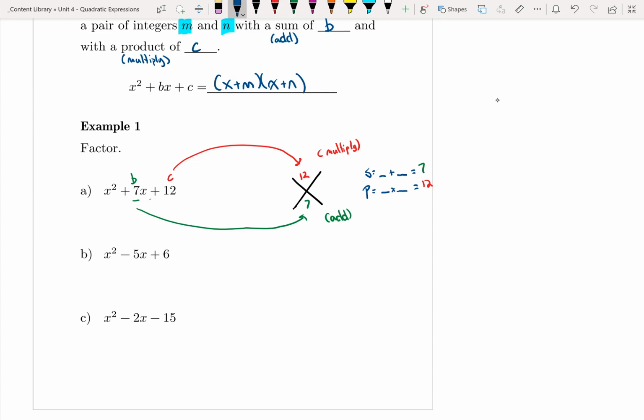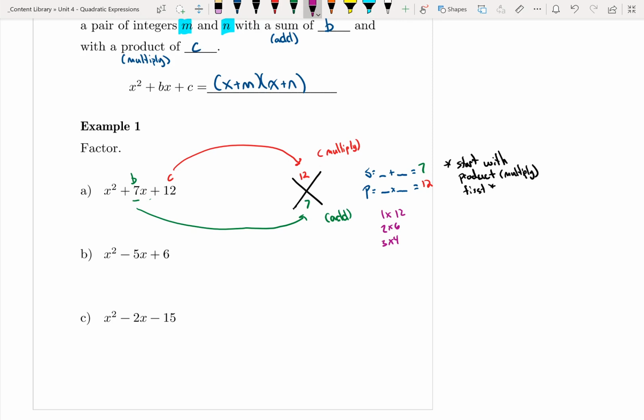So if you're having trouble finding what the two numbers are, I always recommend you start with the product, or the multiplying, first. Because it's easier to find two numbers that multiply to a specific number than finding two numbers that add to a specific number, because the list is going to be a lot smaller. So if we look at 12, what numbers multiply to 12? Well, we have 1 times 12, we have 2 times 6, we have 3 times 4, and that is about it. Then we start repeating our numbers.